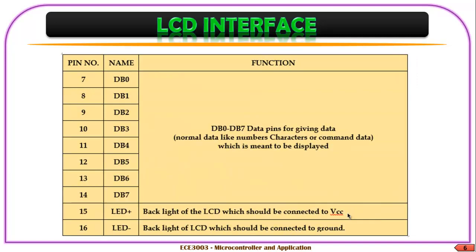The remaining pins description is given here. So 7th pin onwards till 14th pin, you have data bit 0, data bit 1, 2, 3, 4, 5, 6, 7. So these are the ASCII characters or command data, whatever we want to send to the LCD, that will be passed only through DB0 to DB7. Even though the name specifies it's data bits, we can send the commands also using these data bits. Next, the backlight LED pin should be connected to VCC, and another pin is meant for connecting the backlight of the LCD to the ground terminal. So these are the pin details of your 2x16 LCD screen.